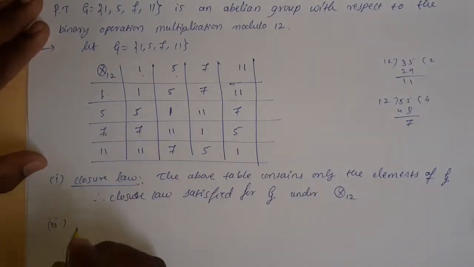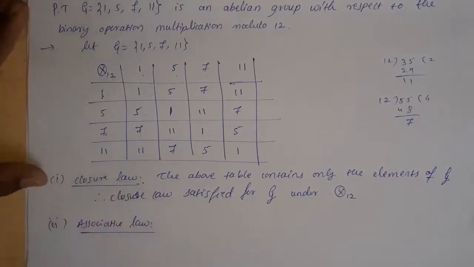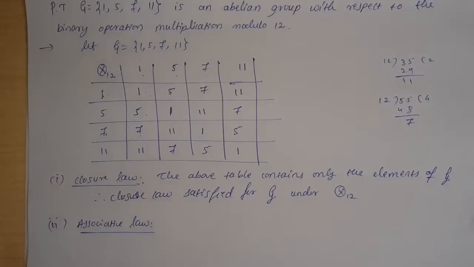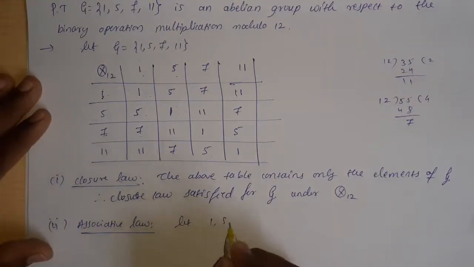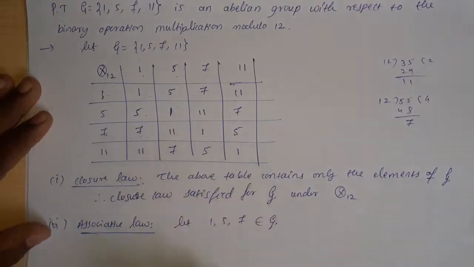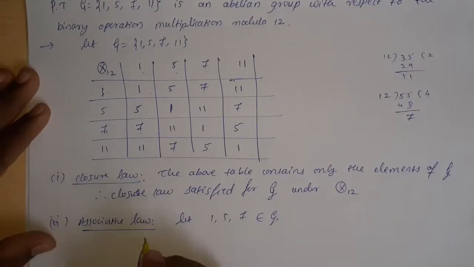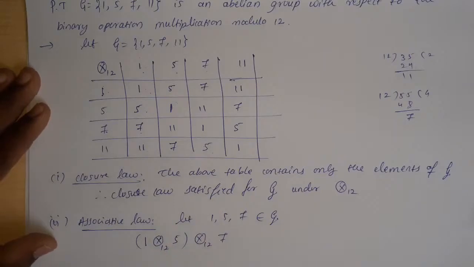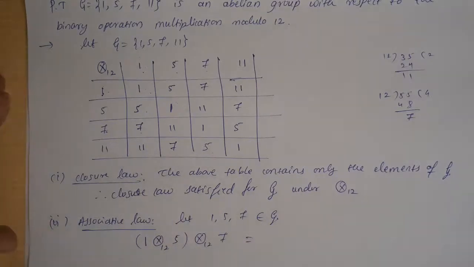Then the second one is associative law. Here we can consider three elements arbitrarily, then verify the law of associativity. Let 1, 5, 7 belong to G. Let us consider these three elements. Then 1, the binary operation is multiplication modulo 12, then 5, multiplication modulo 12, and 7, right.